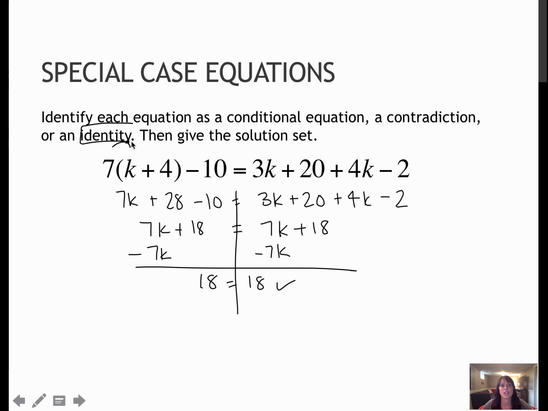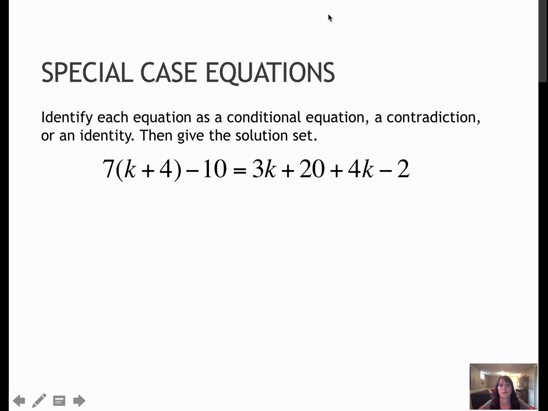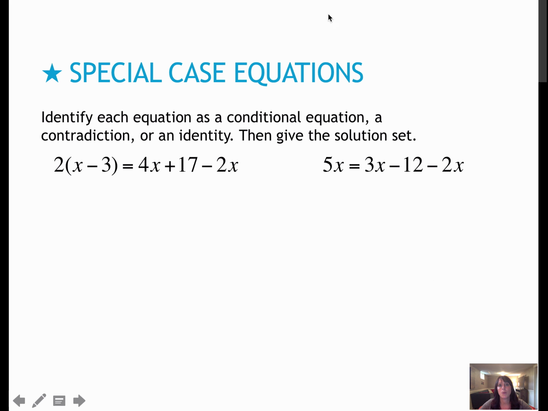So this is considered an identity. The solution set would be all real numbers, so we might see all real numbers. We might see negative infinity to positive infinity. You might see it written in different ways. Again, press pause, try both of these questions on your own, then press play to see how you did.